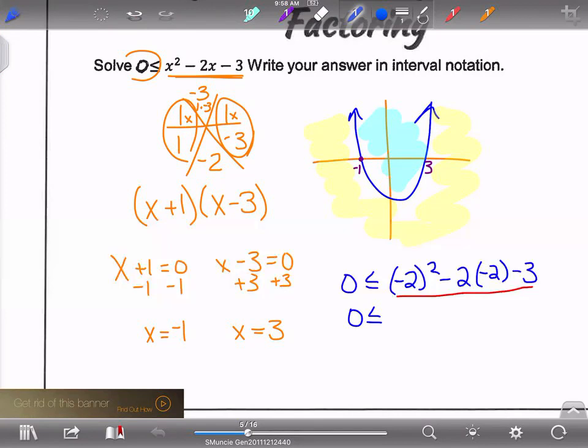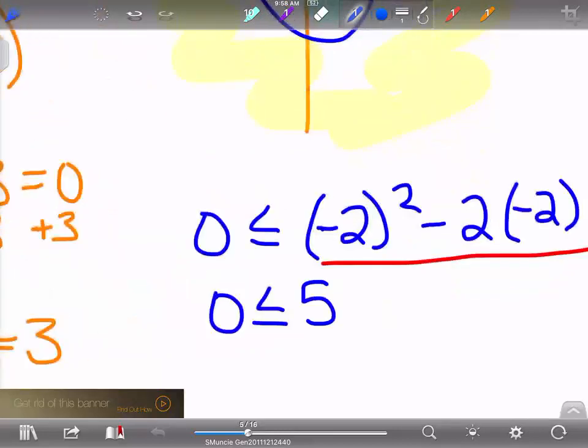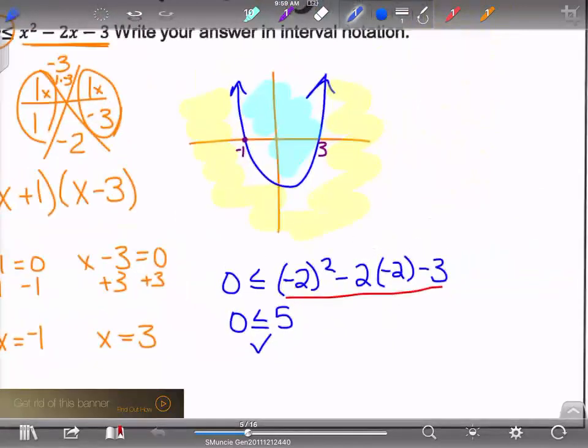All right, so do we agree that the answer is 5? Ask yourself, is this a true or a false statement? Is 0 less than or equal to 5? Yes. That tells us that this yellow section that I have highlighted is going to be our solution. The tricky part is, how do we write that final answer?